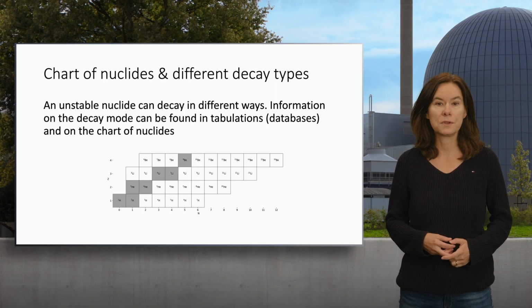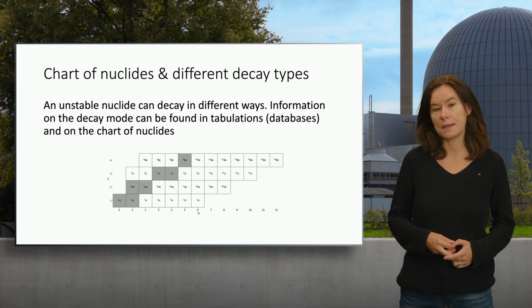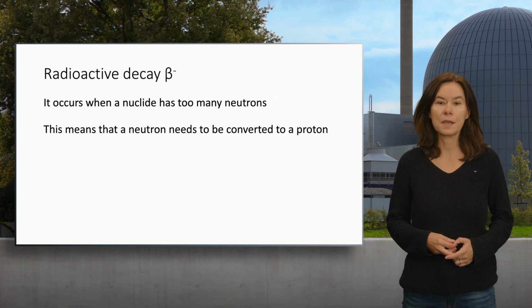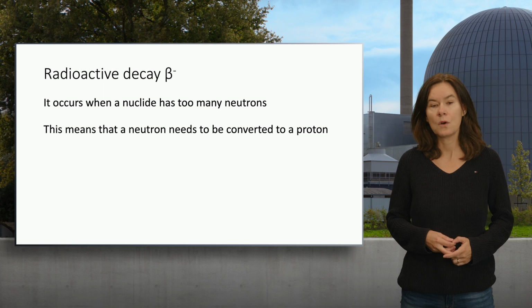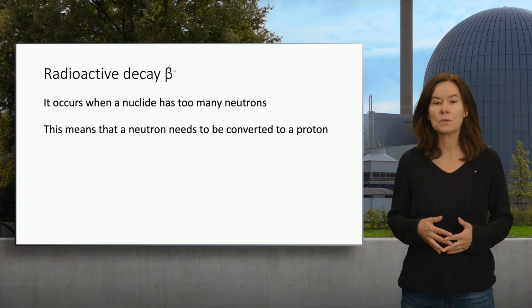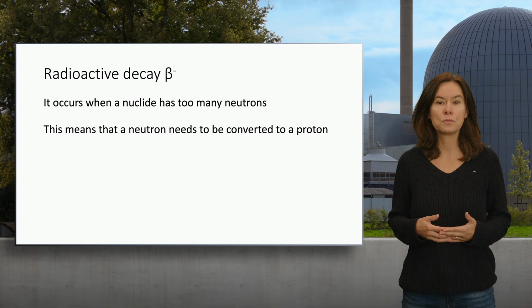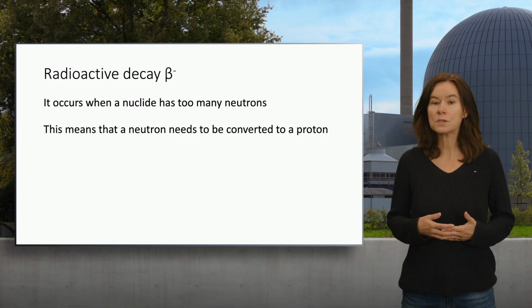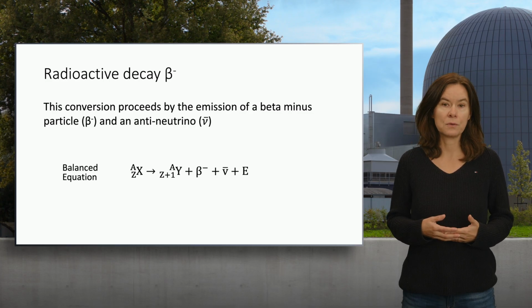Let's now discuss the different decay types, starting with beta-minus decay. Beta-minus decay occurs when a nuclide has too many neutrons in relation to protons, which makes it unstable. To get to a more stable state, a neutron should be converted to a proton. In this conversion, a beta-minus particle and an antineutrino will be emitted.